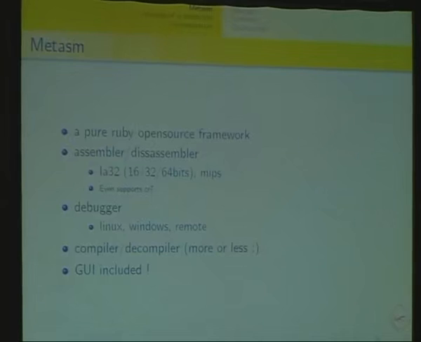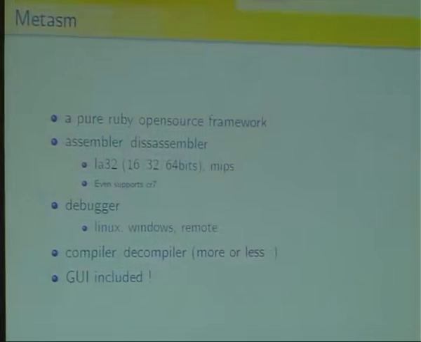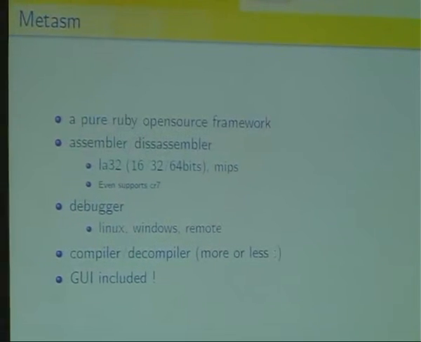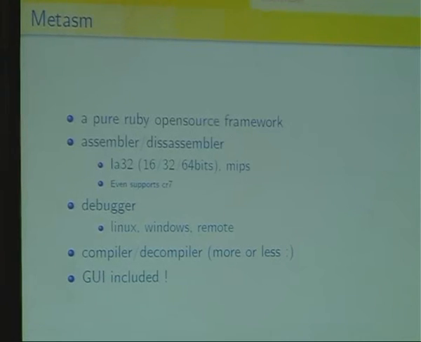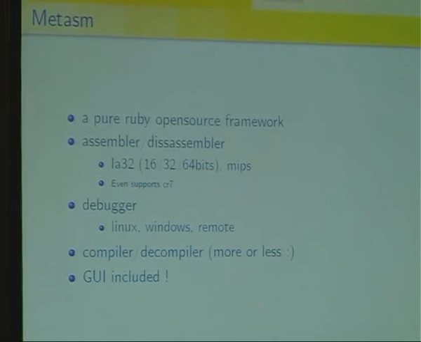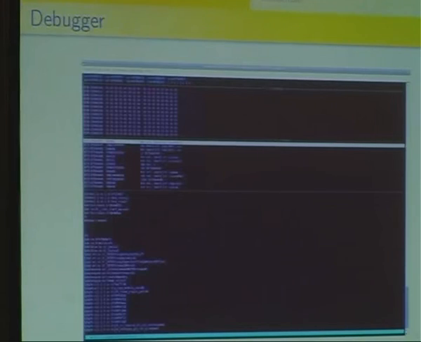So another feature is the debugger. So you can have a direct interface to the debugging primitives of many operating systems like Linux, Windows. It can also handle remote debugging through a network protocol used by GDB. So it's kind of a standard for this. Some of the newer features include a C compiler and a C decompiler, but we'll see that, it's in the works. And you have a graphical user interface, so it's really easy.